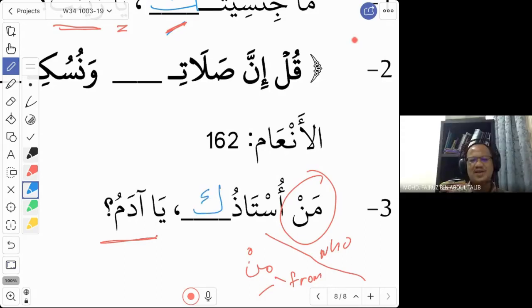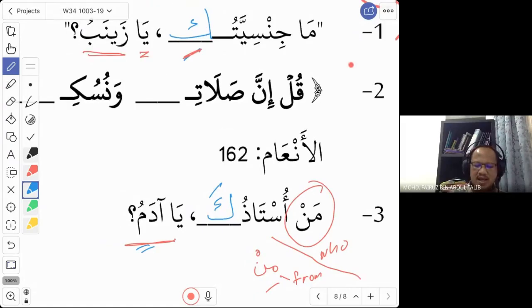Ustazuka. Sahih Khairul, Sahih Somida. Yes, this is the answer. Man ustazuka. Who is your ustaz? Ya Adam, because Adam is a male. Okay, good. Yes. And now the last one.